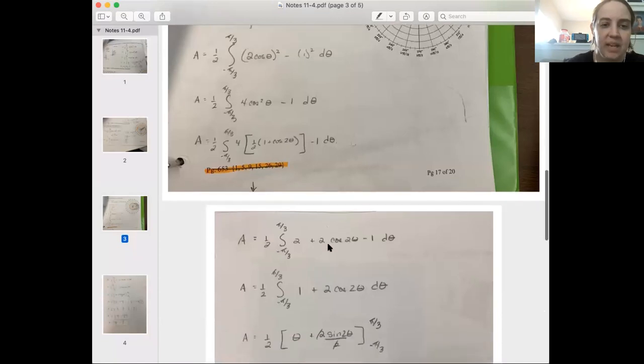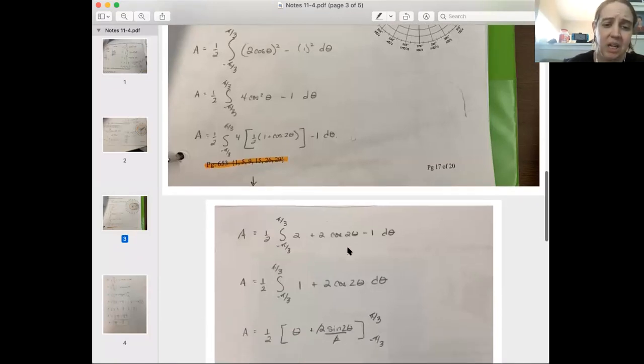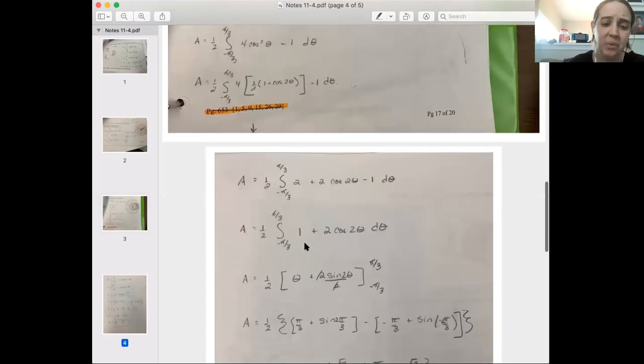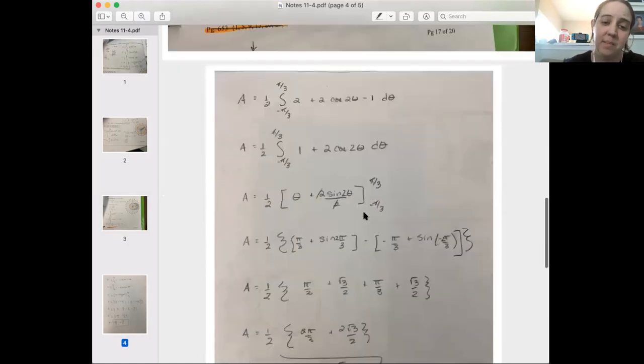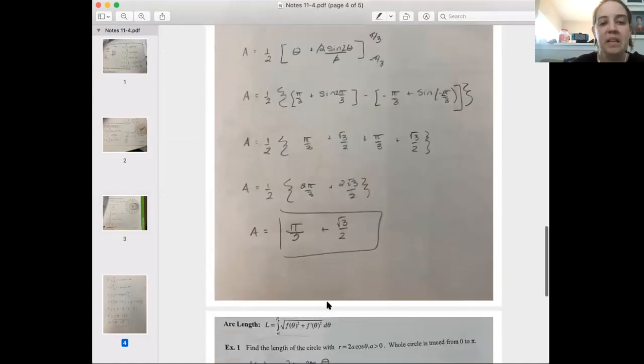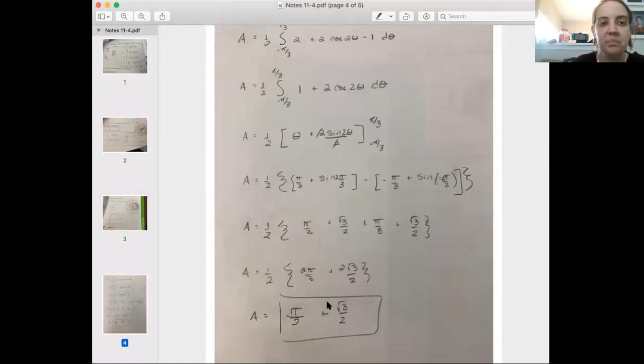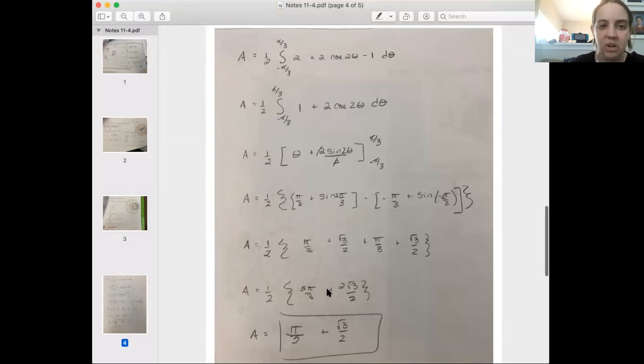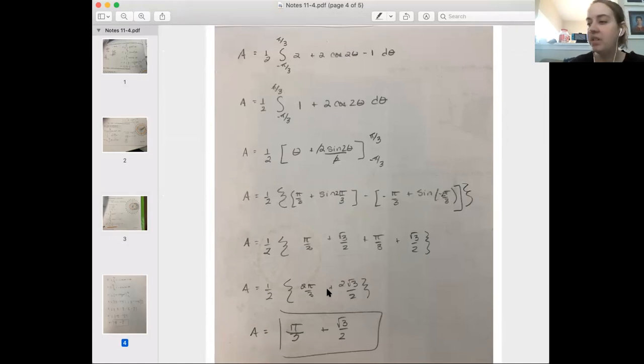And then I broke it into 3 pieces. I did some distributing, and then I combined like terms. And then to integrate 1, that becomes a theta. To integrate cosine of 2 theta, that's sine of 2 theta divided by 2. And then I put in my boundaries of negative pi over 3 and positive pi over 3 and evaluated those on the unit circle. And that's where I'm coming up with the pi over 3 plus root 3 over 2. So that's probably a little bit of extra work than the AP exam would ask you to do, but I did want you to see those. So you can go back and take a screenshot of those if you want to.